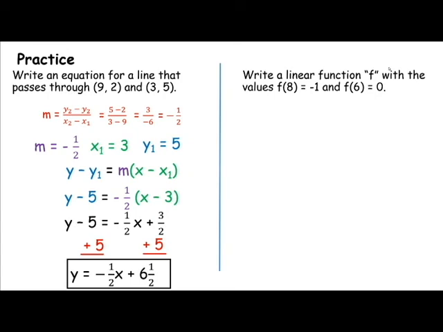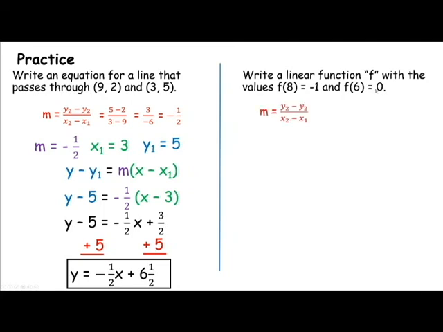One last example. This one's written just a little bit weird. Don't let it throw you off. This is function notation. In function notation, what we're saying is that when x is an 8, f of x is going to be a negative 1. In other words, this is your x and this is your y. X, y coordinate. This is your x, this is your y.